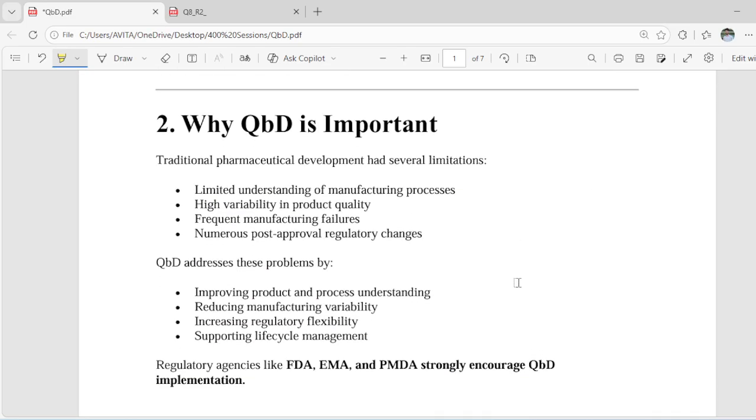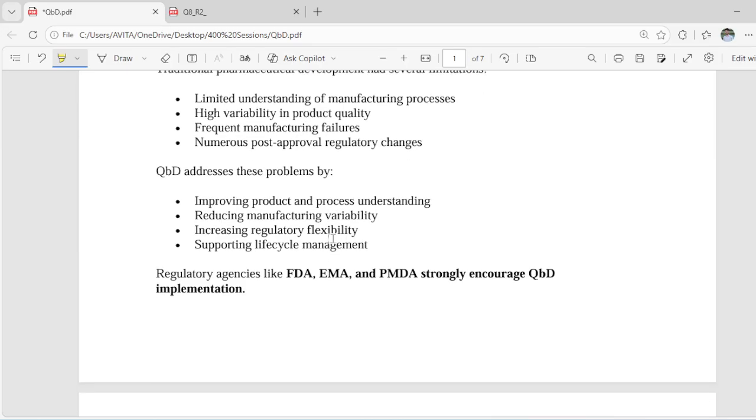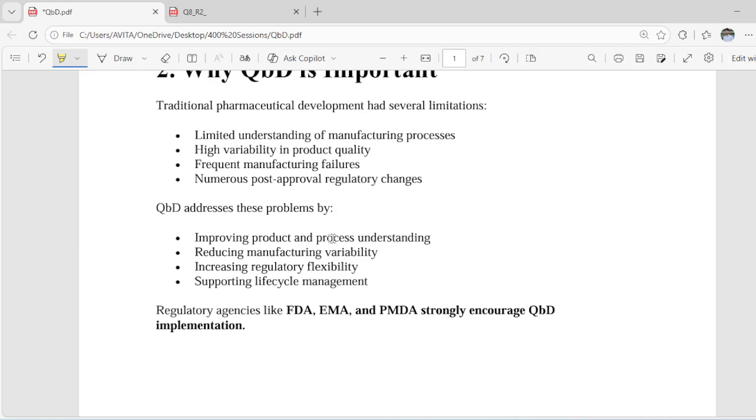The question might come to our mind: why is QbD important? The reason is that traditional pharmaceutical development has several limitations. These limitations could include limited understanding of the manufacturing process, high variability in product quality, as well as frequent manufacturing failures. This may also include numerous post-approval regulatory changes. Then QbD addresses these problems by improving the product and process understanding.